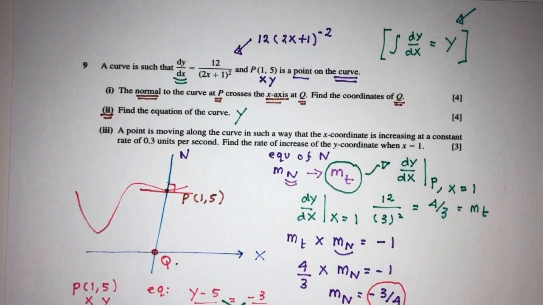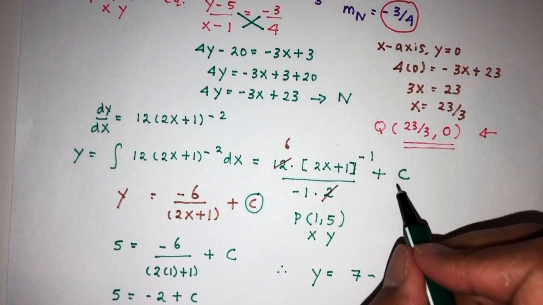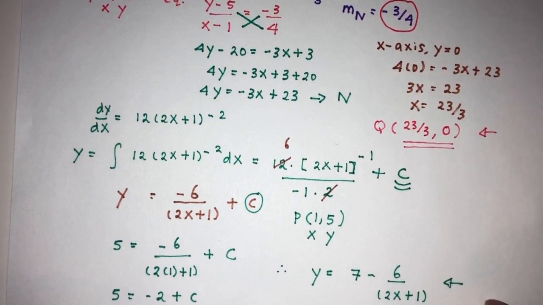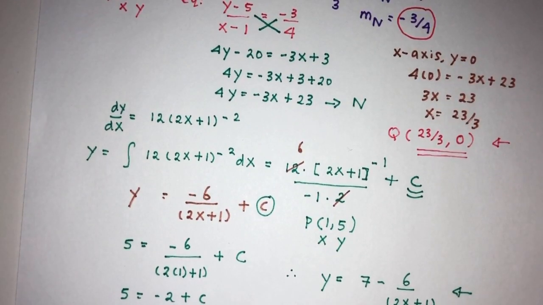Now, one of the most common mistakes from this is that sometimes you forget to find your value of c, which is also required here for your full marks. That is one of the most common mistakes that we have for this kind of question.